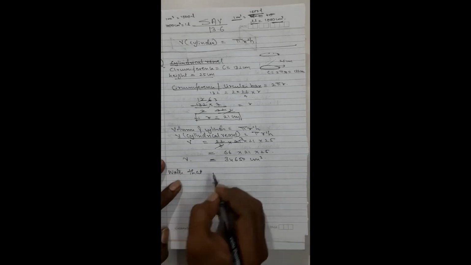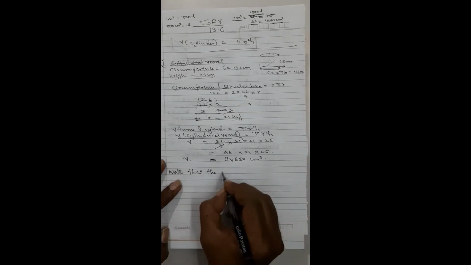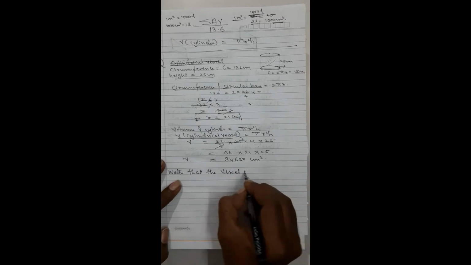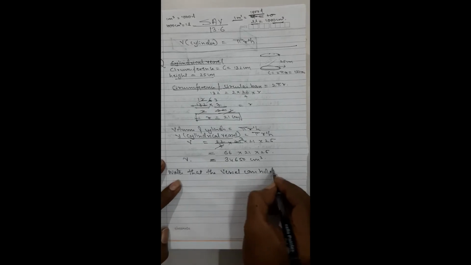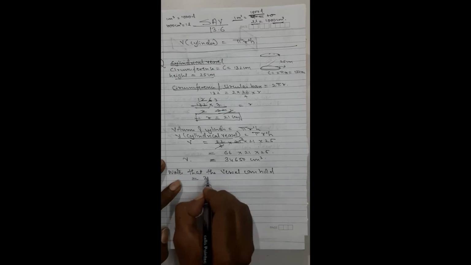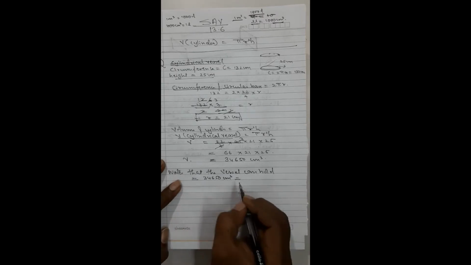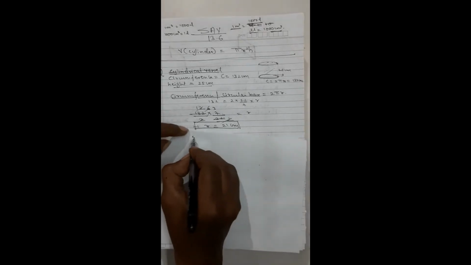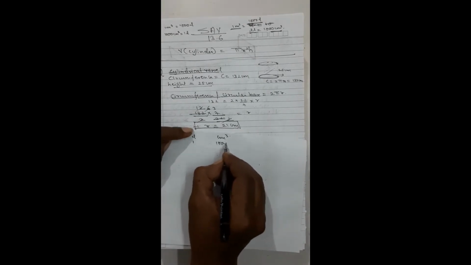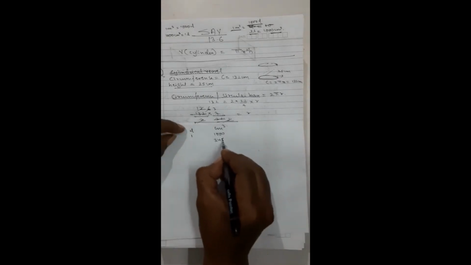The water that the vessel can hold is equal to 34650 centimeter cube. Now, as I have told you, we have got the relation. Try to understand liter and centimeter cube. We know that 1 liter is equal to 1000 centimeter cube, and we have got this 34650 centimeter cube. 34650 centimeter cube is equal to what?